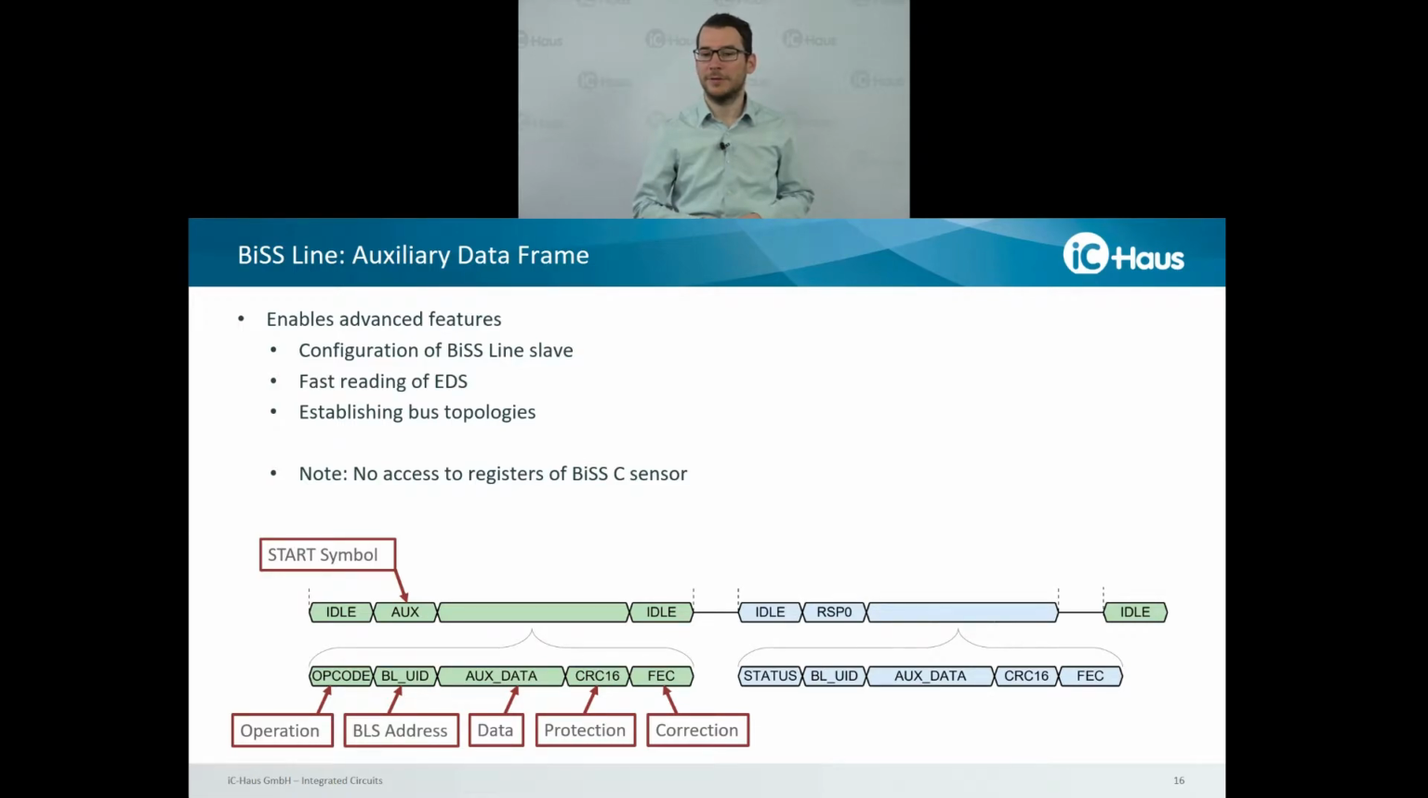The BiSS Line slave responds with its response symbol, which is the start symbol for the BiSS Line slave, and then sends a status symbol, which depends on the current operation and the status of the operation. Afterwards, the BiSS Line slave repeats its BiSS Line unique identifier and transmits the requested auxiliary data, which is also protected by a CRC and the forward error correction.